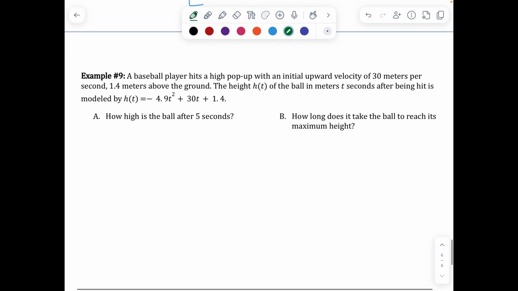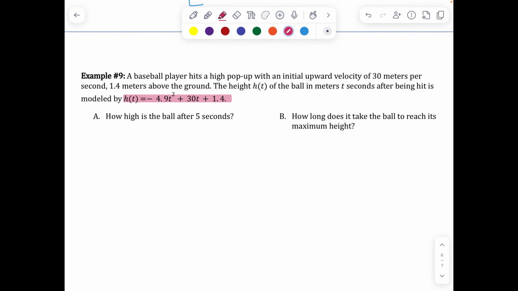It's a multi-part one. So a baseball player hits a high pop-up with an initial upward velocity of 30 meters per second, 1.4 meters above the ground. The height, h of t, of the ball in meters, t seconds after being hit, is modeled by h of t equals negative 4.9 t squared plus 30t plus 1.4. So all that background information is just to say that this h of t is our equation.